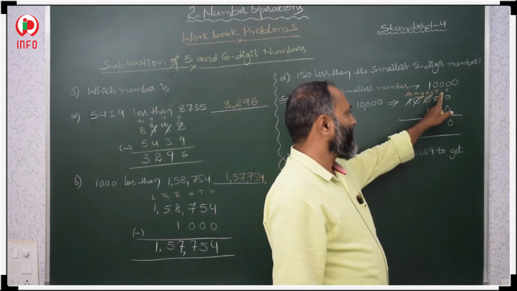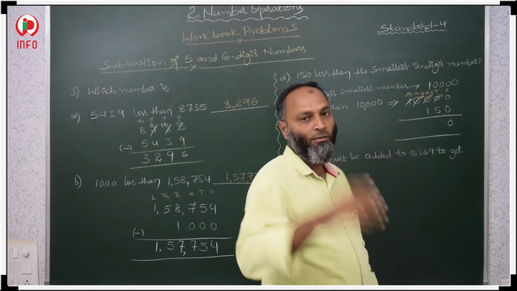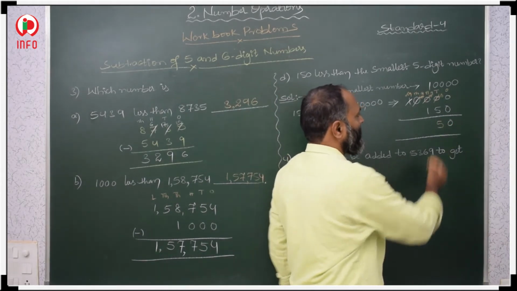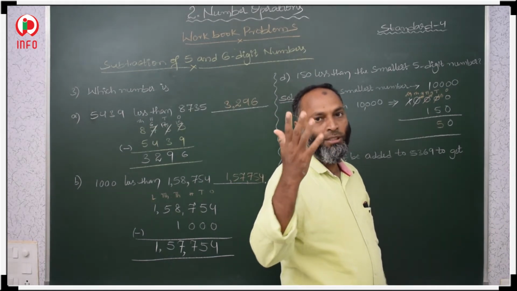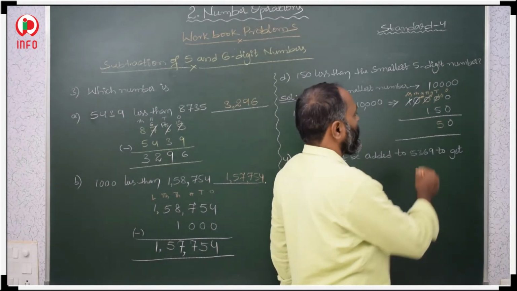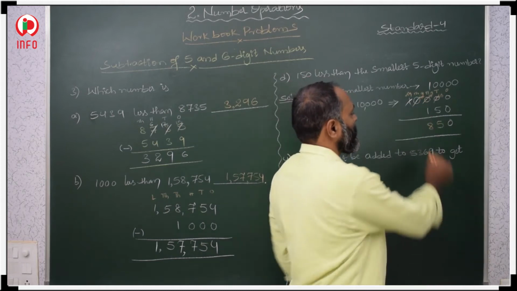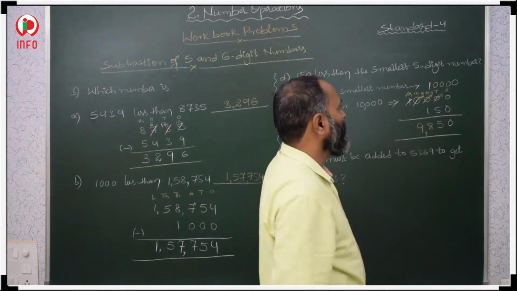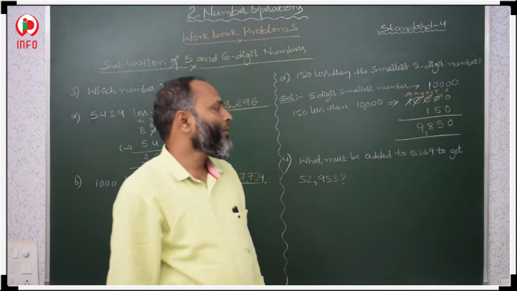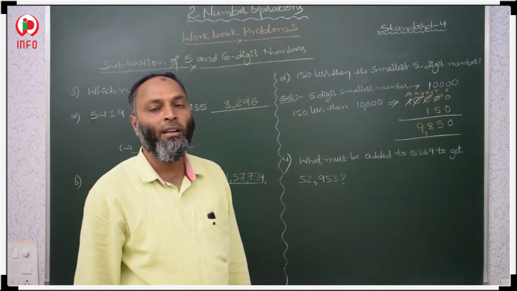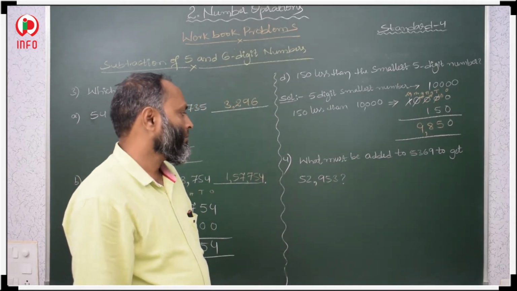Then 10 minus 5. 6, 7, 8, 9, 10, 5. 9 minus 1 means 2, 3, 4, 5, 6, 7, 8. That is 8. Then here 9. Here nothing. 9,850. This is our answer. If you take 150 less from the 5 digit smallest number, then you will get 9,850. Next question. Fourth question.